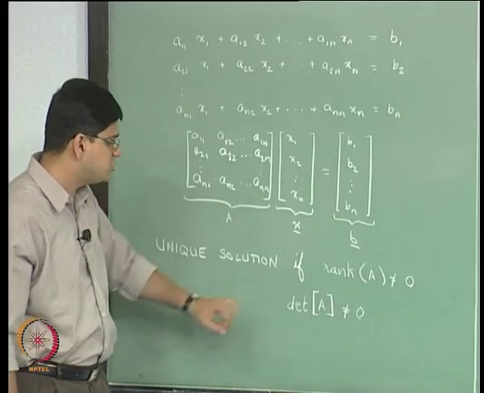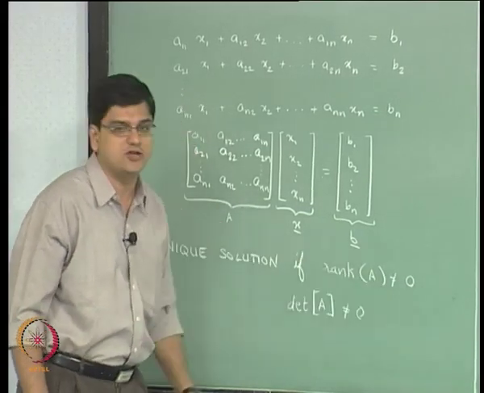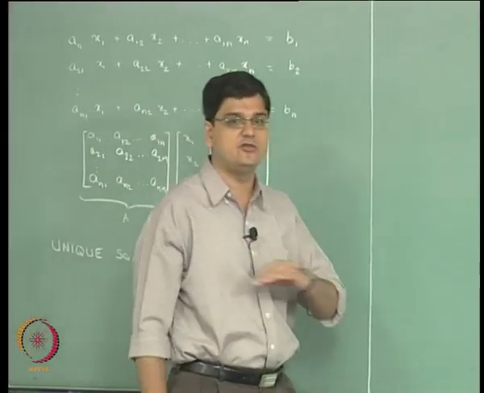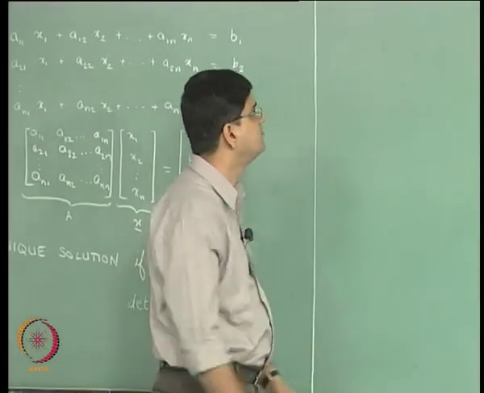So there will be a unique solution if rank of A is not equal to 0. If rank of A is equal to 0, we can either have no solutions or we can have an infinite number of solutions.